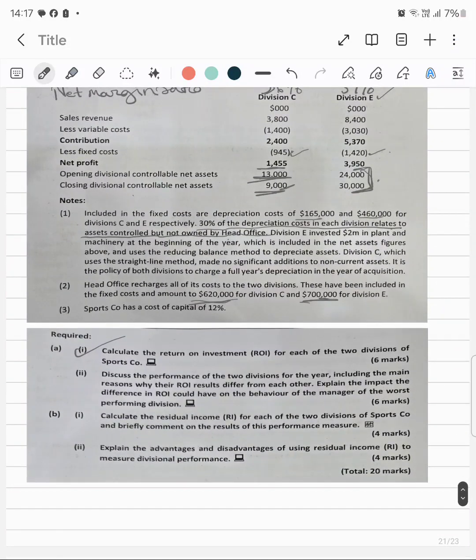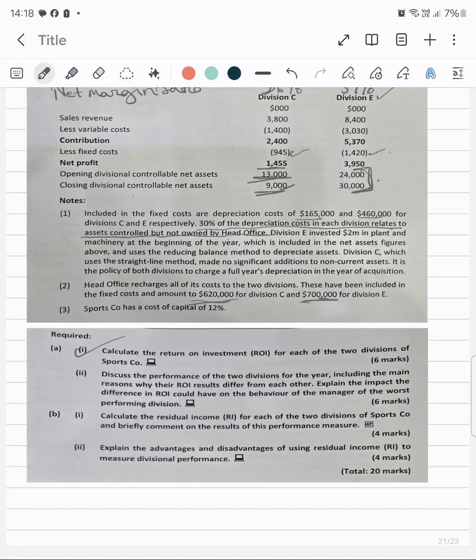This can demotivate the manager. Definitely it will demotivate the manager. The manager of division E can definitely say, I am working better than division C, because my division has given a much higher net profit margin ratio. My division's performance is better, but then why will my bonus be less? The bonus is dependent on the ROI. So this way the division E manager would feel demotivated.